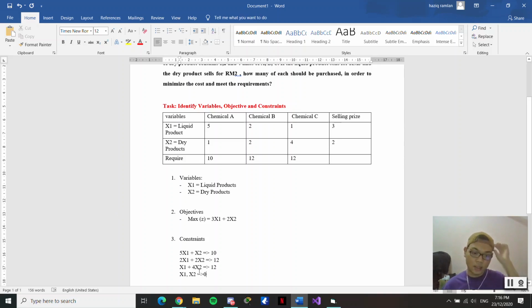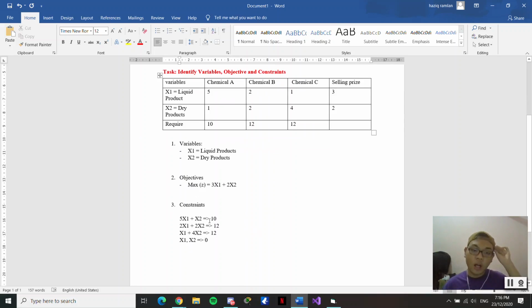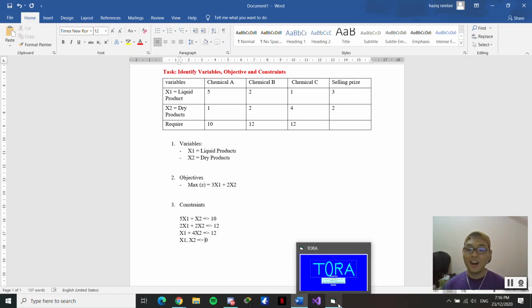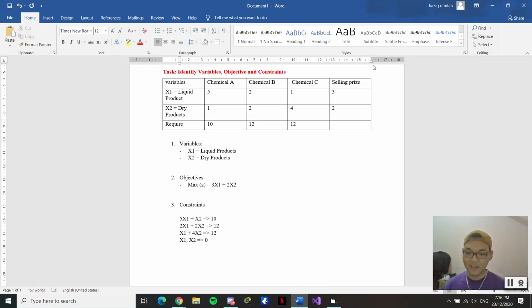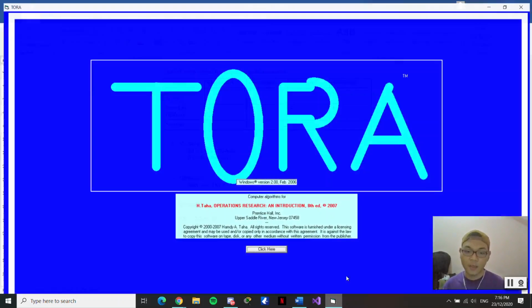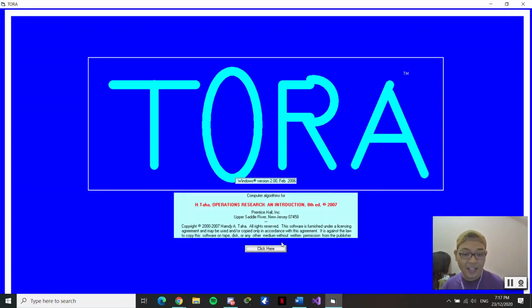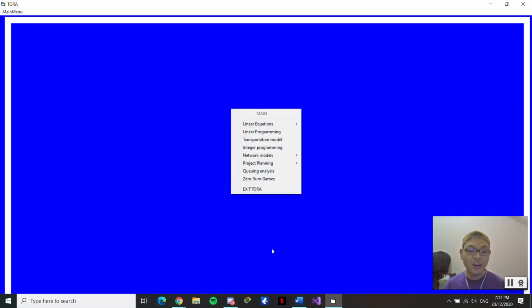Okay. All right. So after we've done all of this, we are going to be using the TORA software, and we're going to put all of this inside of that, and it is going to plot the graph for us. So this is how TORA looks like. I'm just going to click here, and then we're going to go for linear programming.